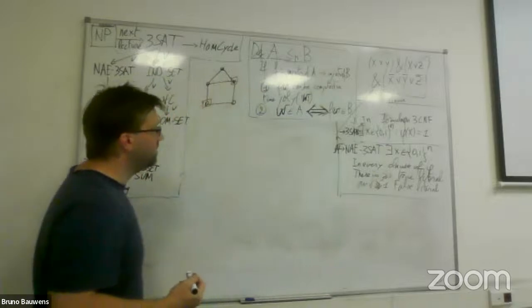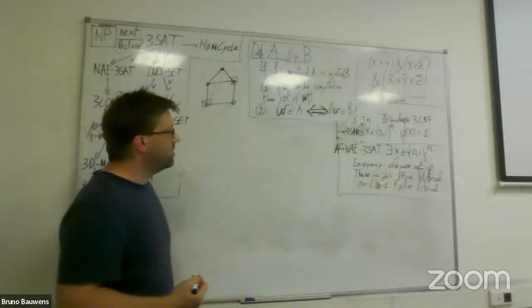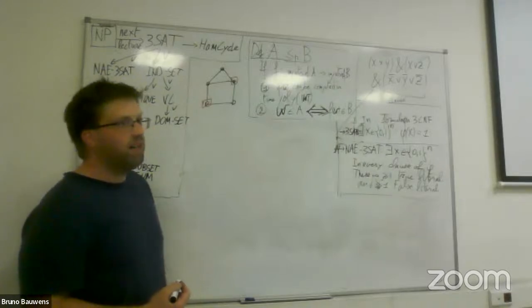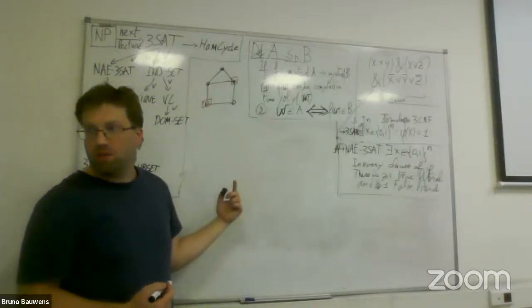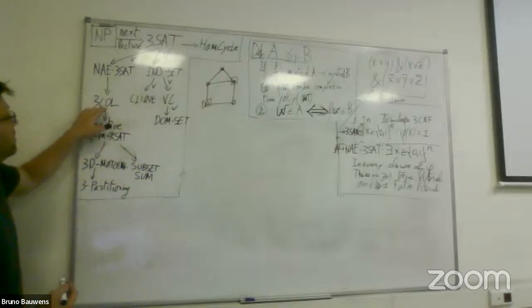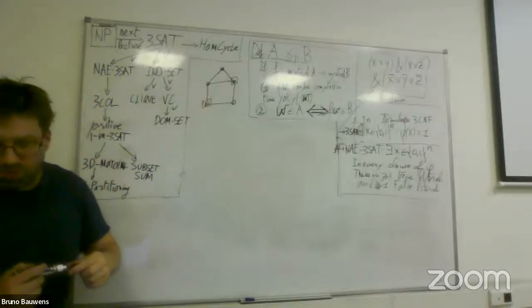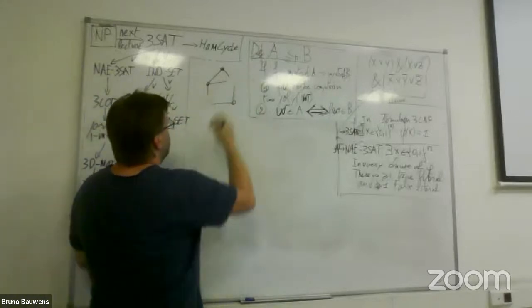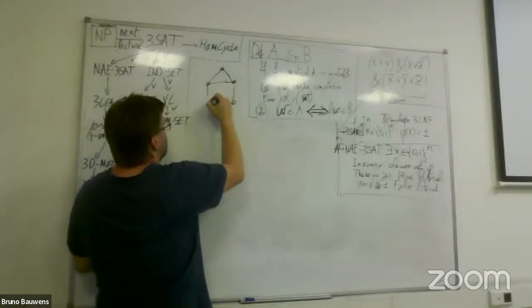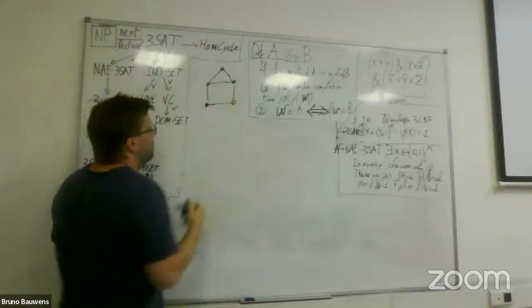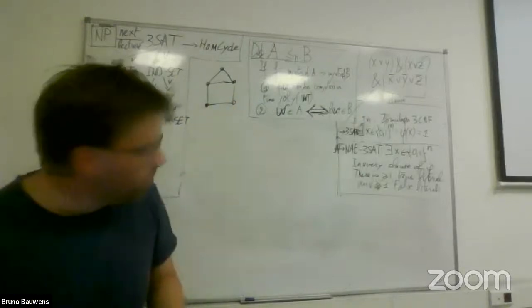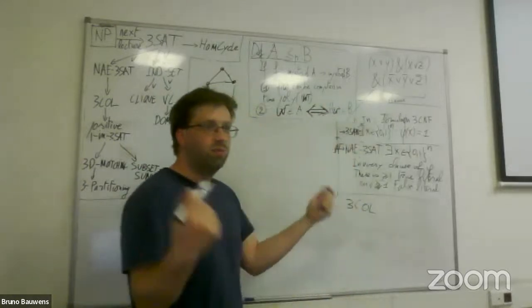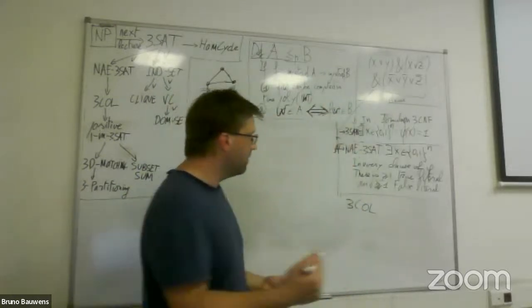Okay, now let's build the gadget. There are gadgets for clauses, for variables, and one special node. So, the 3-colorability problem. Do you remember what it means? We are given a graph, and the question is, can we color all the nodes with red, green, or blue, so that no edge connects two nodes of the same color?